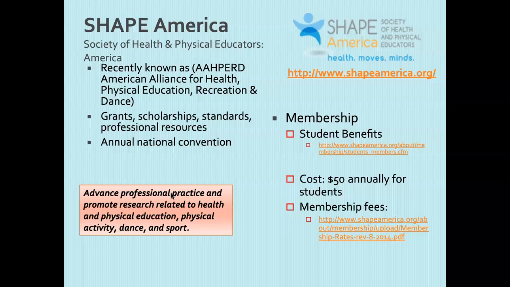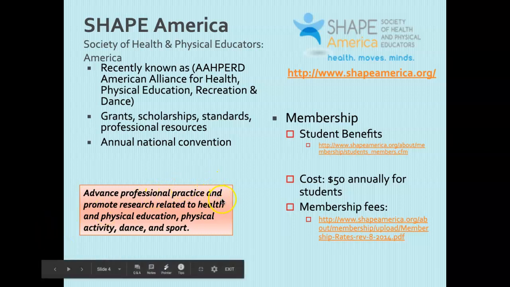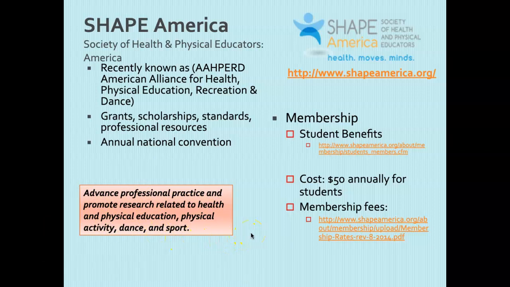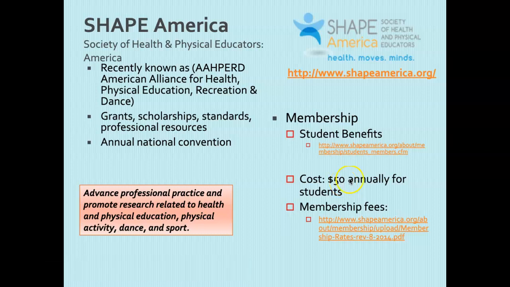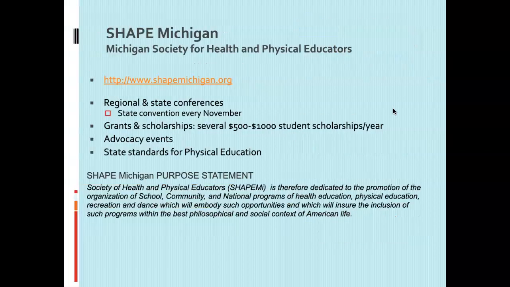Basically, they provide grants, scholarships, and standards. They have a big national convention. They want to advance professional practice as opposed to stereotypical gym teacher or health teacher practice. They have various types of memberships. Their student membership is $50 annually, and the links in the notes will share a little more information about what you get.